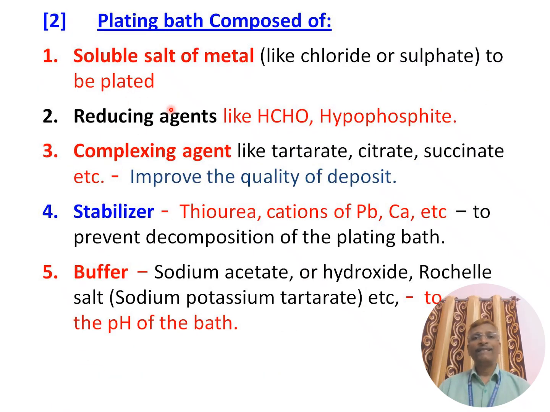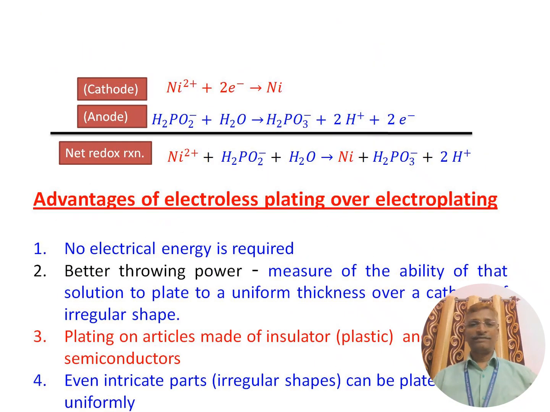Now the plating bath. What are the conditions for nickel plating? The soluble salt of the metal to be plated, like a chloride or sulfate. Then the reducing agent, formaldehyde or hypophosphite. Complexing agent like citrate, succinate. Stabilizer, thiourea, and cations of Pb, lead, and calcium. Buffer, sodium acetate or hydroxide, to maintain the pH. So this is the same thing.